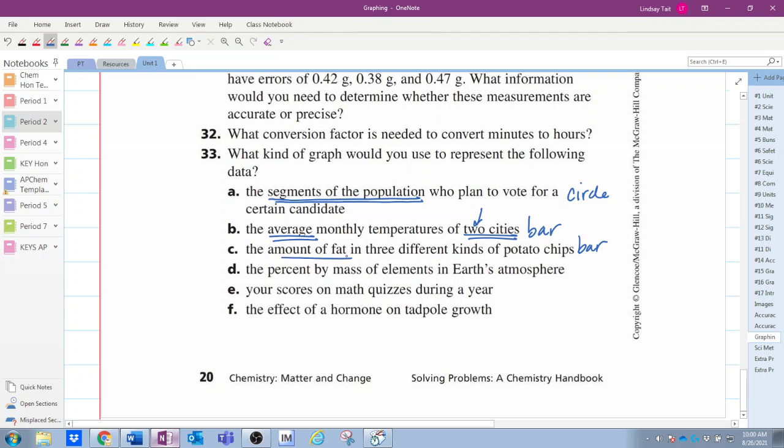Amount of fat. That's not tracking changes. It's just, hey, which potato chip has the most fat? Right? Bar graph comparing. That's going to be the easiest.